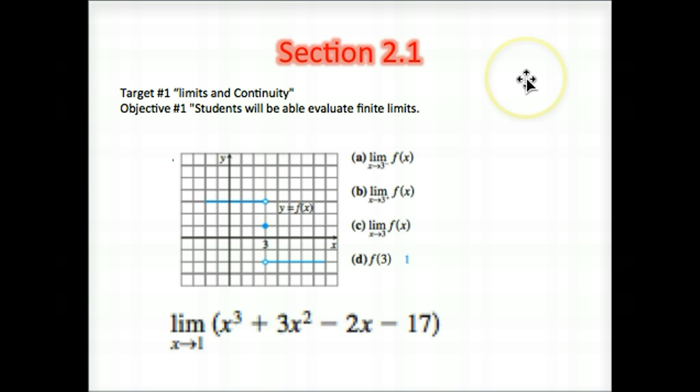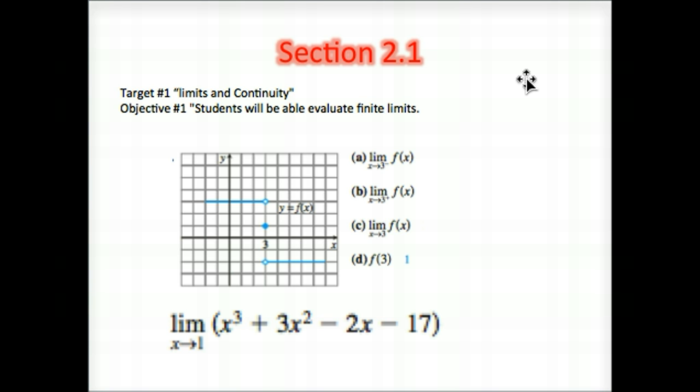Section 2.1, the target is limits and continuity. The objective: students will be able to evaluate finite limits. And there are 2 examples of the type of problems that I would expect you to be able to do. For example, the first one, there's a graph there. And then question A, it reads, the limit as x approaches 3 from the left-hand side of f of x is. Well, if I take a look there, and I'm coming from the left, the limit looks like it's going to be 3 there.